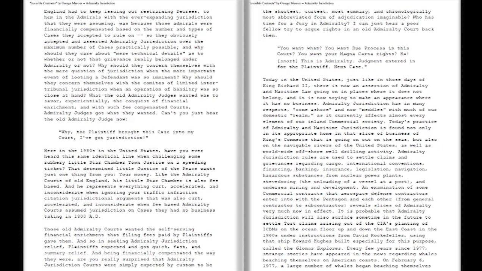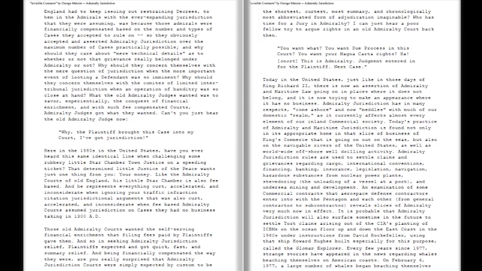Admiralty jurisdiction has in many respects come ashore and now meddles with much of our domestic realm, as it currently affects almost every element of our inland commercial society. Today's practice of admiralty and maritime jurisdiction is found not only in its appropriate home in that slice of king's commerce that is going on out on the seas, but also on the navigable rivers of the United States, as well as worldwide offshore well drilling activity. Admiralty jurisdiction rules are used to settle claims and grievances regarding cargo, international conventions, financing, banking, insurance, legislation, navigation, hazardous substances from nuclear power plants, stevedoring, the unloading of a vessel at a port, and undersea mining and development.